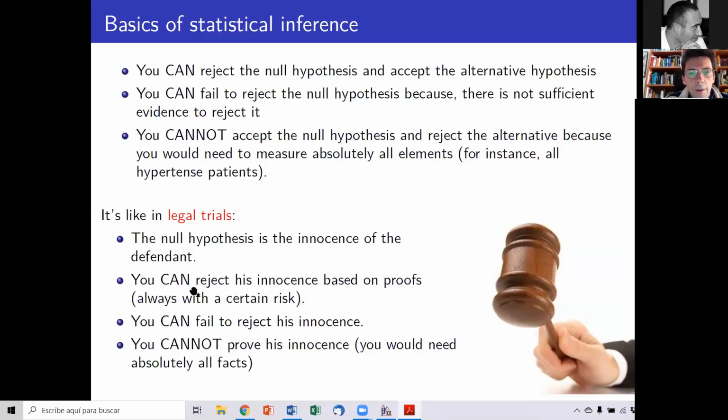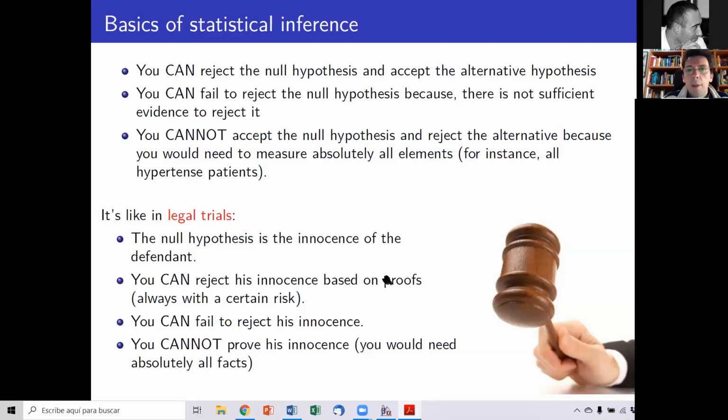So I can fail to reject his innocence. I don't have enough evidence to show that you are guilty, so I can fail to reject your innocence. I fail to reject the null hypothesis. But I can never prove the innocence. I cannot prove that the defendant is innocent, because for that I would need to know absolutely all facts.